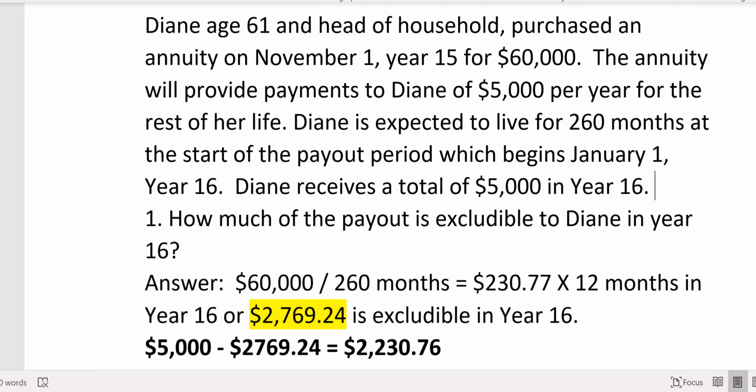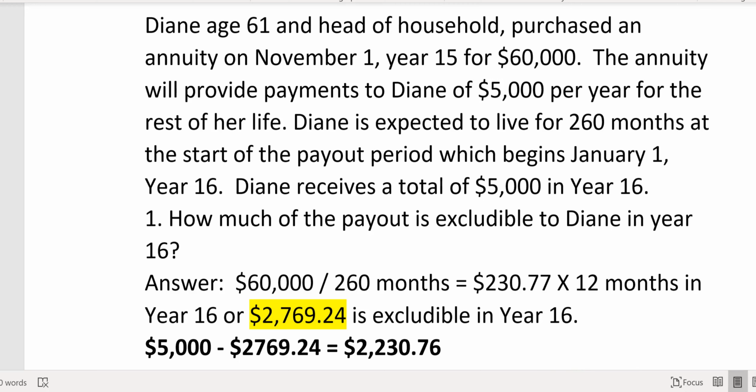So if $2,769.24 is the excludable amount of the $5,000 that she received in year 16, then they could have asked you the opposite question. How much is included as income for Diane in year 16? And that would be $2,230.76. That would be considered income under this annuity for her, and that would be taxable. So one of the reasons they love annuities is because they can ask you questions like, how much is excluded, how much is included, and that's where they'll likely go. So annuity is just one more thing you have to know something about to pass reg.